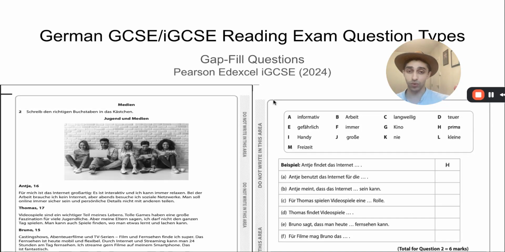Gap fill questions are called that because you've got to use certain words to fill in gaps. The words that you use will be given in a box usually, such as this box here. So the options, the words that you could use, are here from A to M. And below that, you'll always find a series of statements, which are these sentences here from A to F.